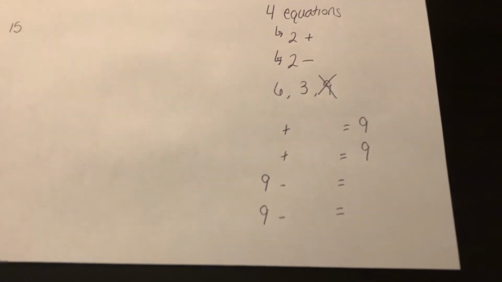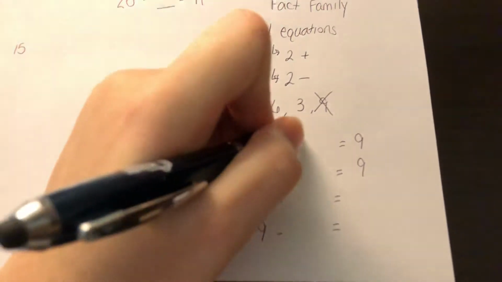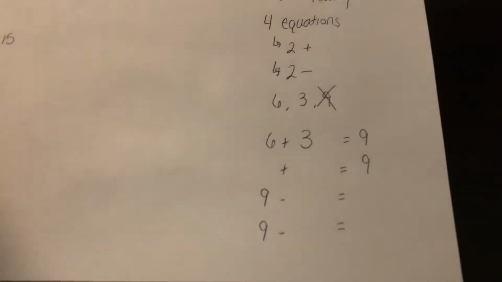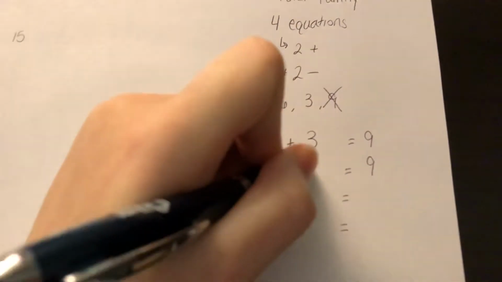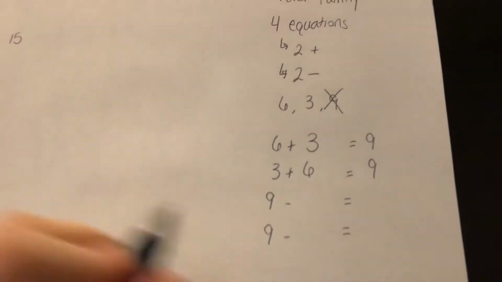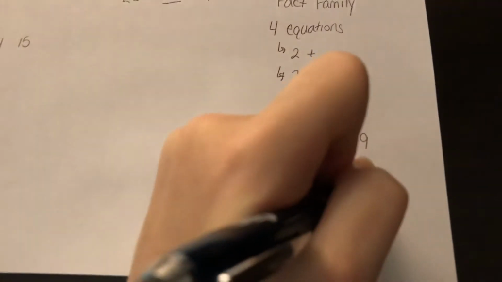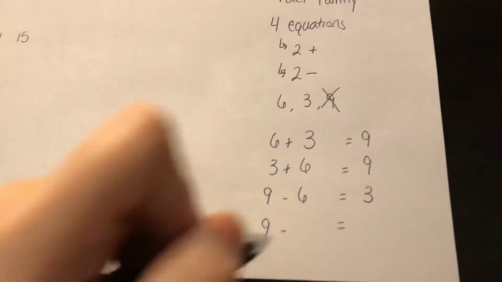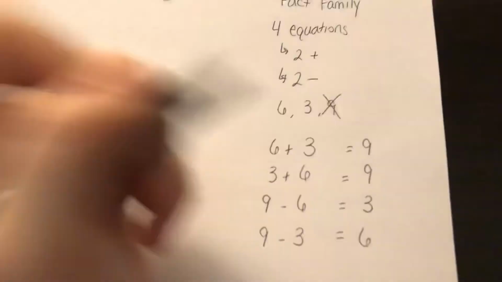So what I'm going to do now is I'm going to say, okay, well I know that 6 plus 3 equals 9. And I also know that 3 plus 6 equals 9. I know that 9 minus 6 equals 3. And I know that 9 minus 3 equals 6.